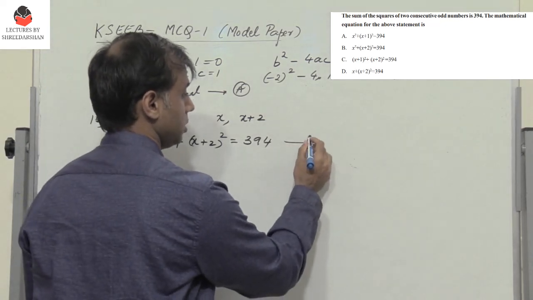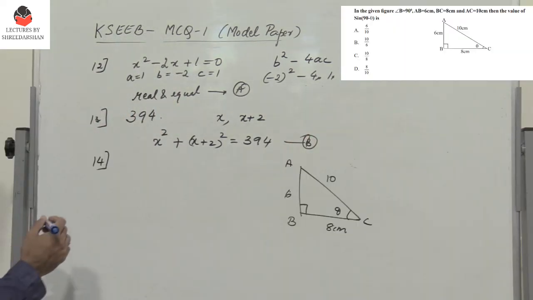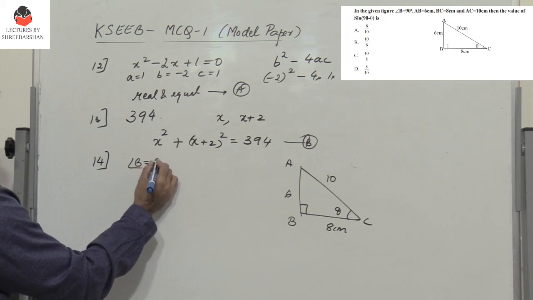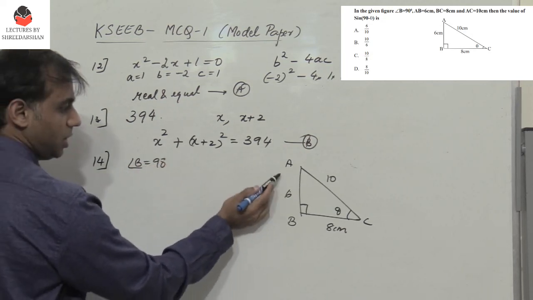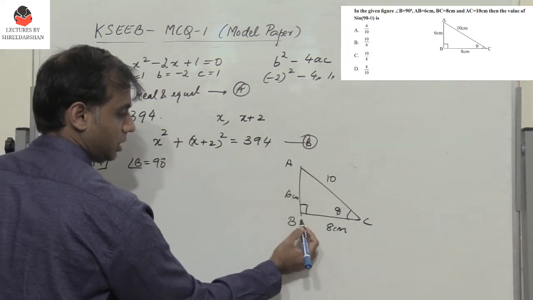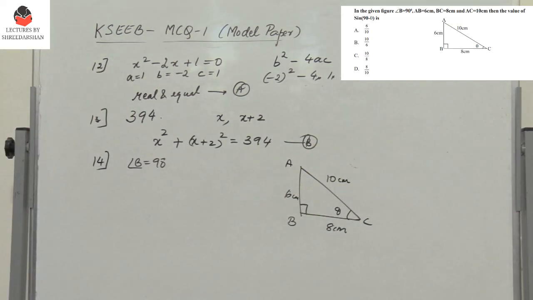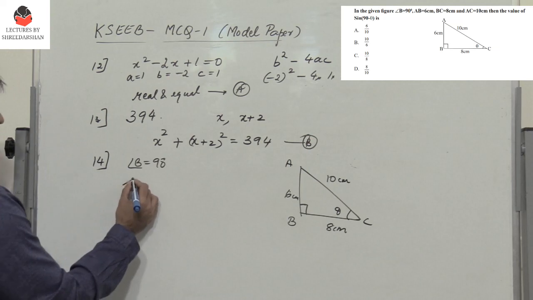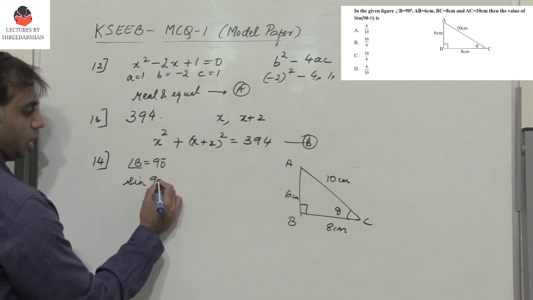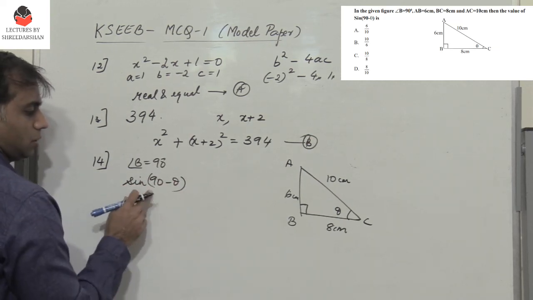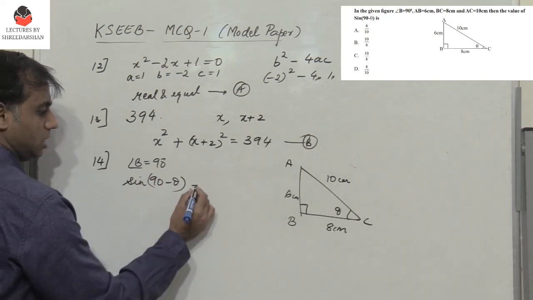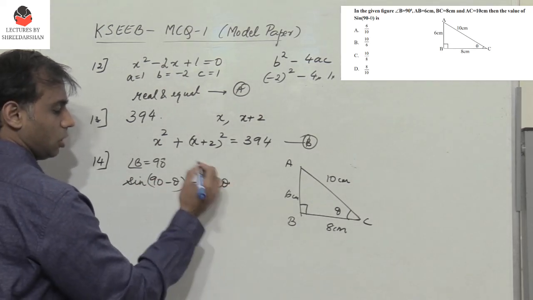and that is option B. If angle B is 90 degrees and given that AB is 6 centimeters, BC is 8 centimeters and AC is 10 centimeters, we need to find sine of 90 minus theta. Now we know that what is sine of 90 minus theta? It is nothing but cos theta.